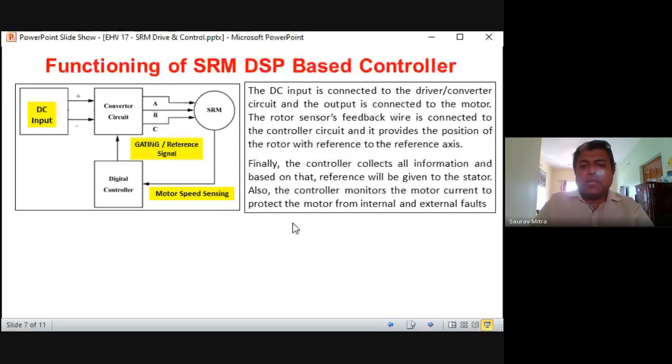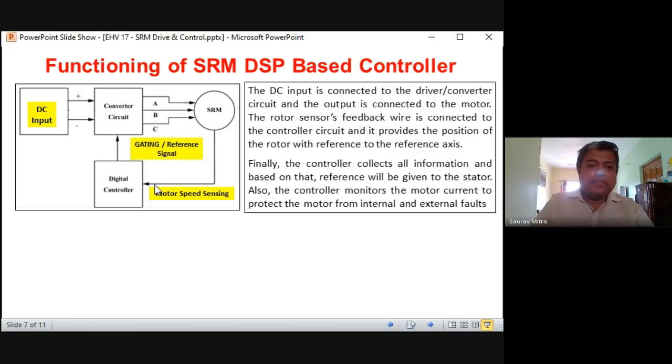So finally, the controller collects all the information, and based on that, the reference is given to the stator. That is the gating or reference signal. Also, the controller monitors the motor current to protect the motor from internal and external faults. Okay, so the controller has one input from the stator rotor pole.